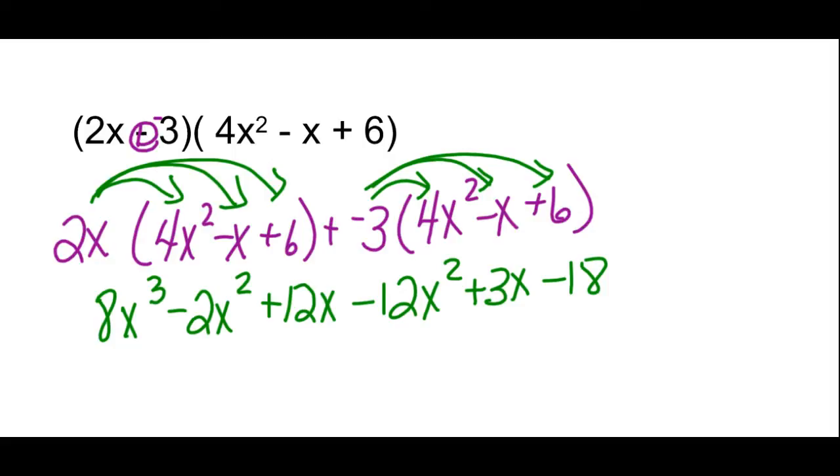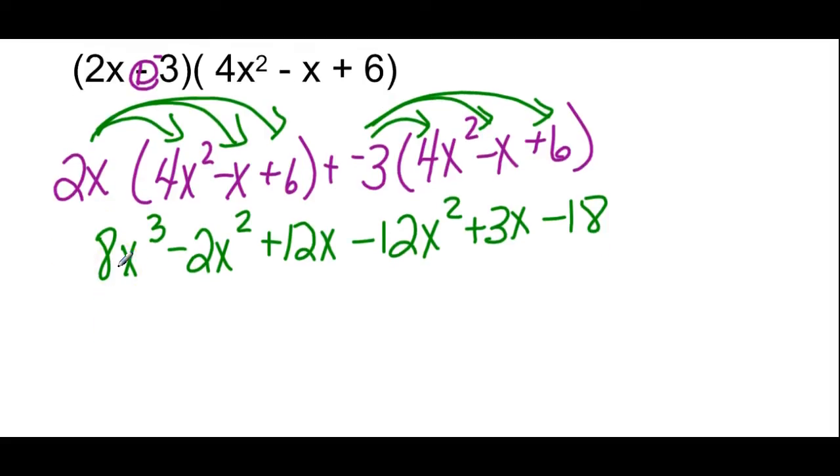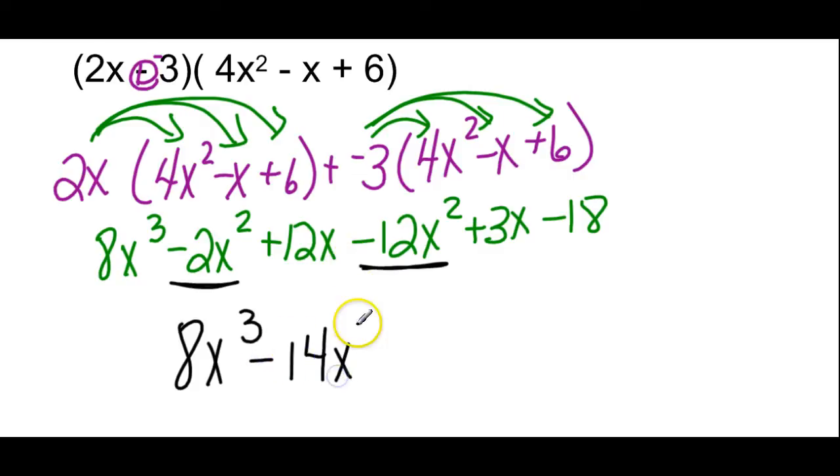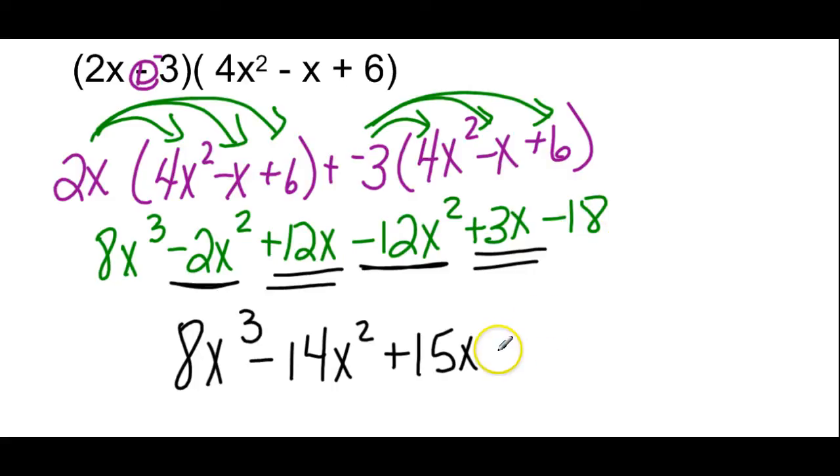Go back and see if there are any like terms. So I always put them in my answer in standard form, which means in order based on its exponents. So I'm going to start with the x cubed. Are there any other x cubes here? No, so that's going to give me 8x cubed. Next comes x squared. Well, I have an x squared here and an x squared here. So that's going to give me -14x squared. Then come the x's. I have x's here and x's here, which is going to give me 15x. And then I have my constant term down here, so I just leave that.